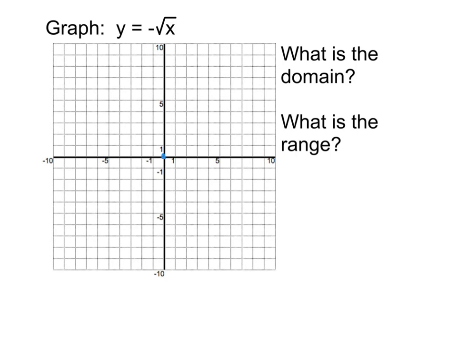So I still start at 0, 0. But instead of over 1, up 1, it's over 1, down 1. Instead of over 4, up 2, it's over 4, down 2. And instead of over 9, up 3, it's over 9, down 3. And that's it. That's our graph. Still a function.